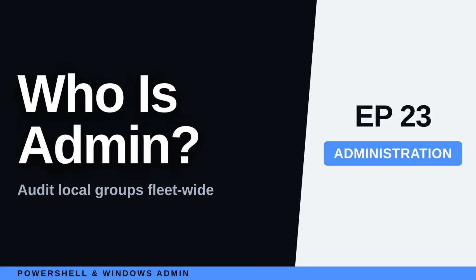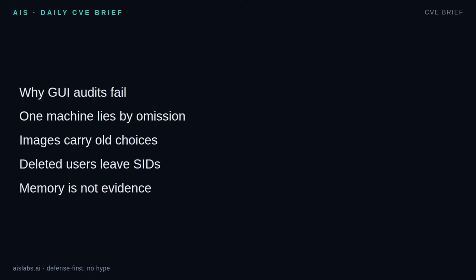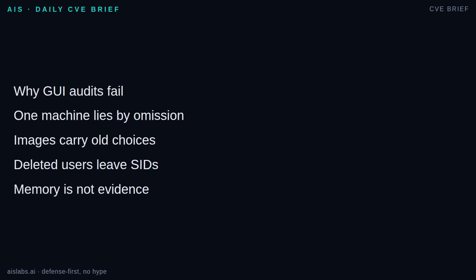The PowerShell local users question is simple. Who is in the local administrators group right now, on every machine, and should they be there? The graphical interface is fine for one server during a maintenance call. It breaks down the second someone asks for proof across a fleet.